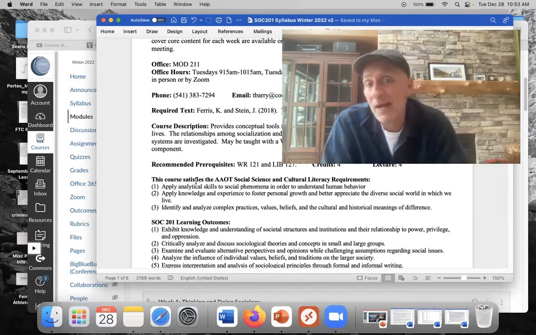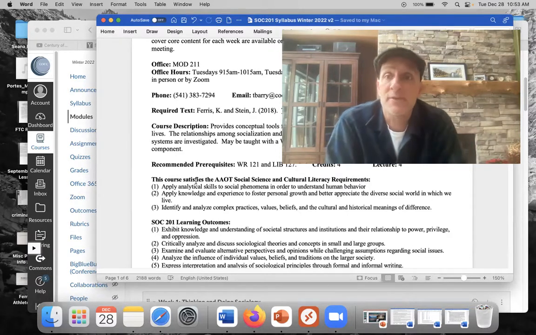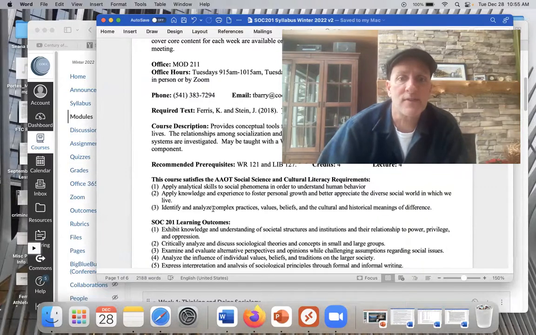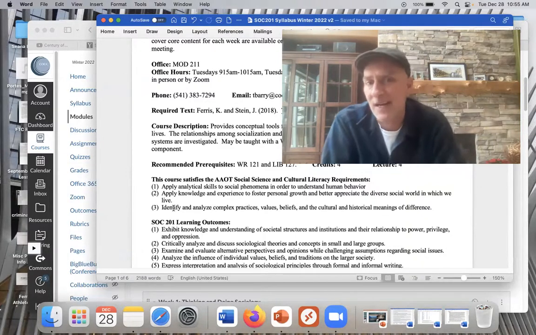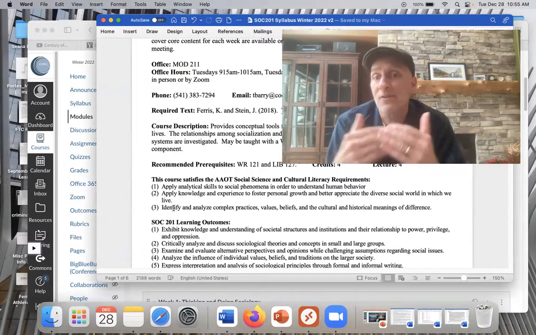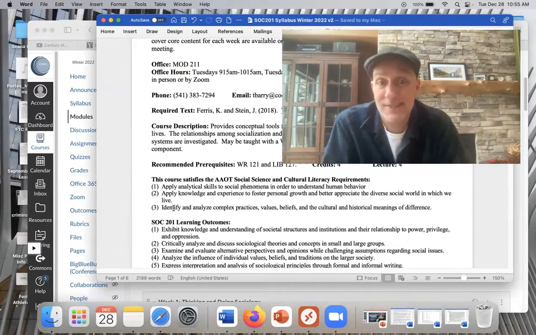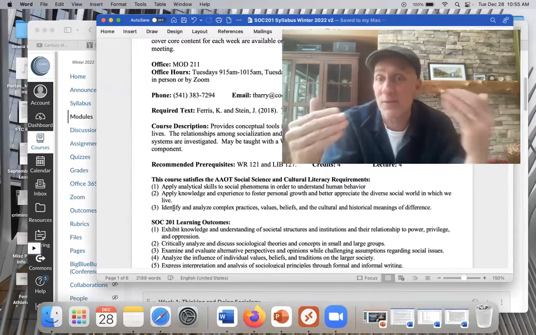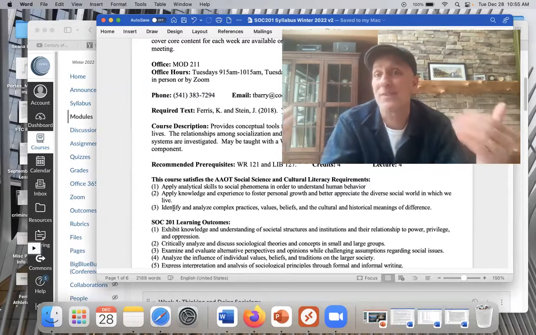Part of number 2 here is to apply knowledge and experience, take course information to foster one's own personal growth and development and appreciation and understanding of the broader social world. We live in very complex societies and systems. It's really beneficial to have a more complex understanding of human behavior and social systems so we can develop greater appreciation for self and for other. And then finally, for the social science and cultural literacy outcomes, to identify and analyze complex practices, values, and beliefs, and their cultural and historical meanings of difference. So we look at contemporary issues, historical issues, cultural values, beliefs, and influence, and how those vary across different social groups.